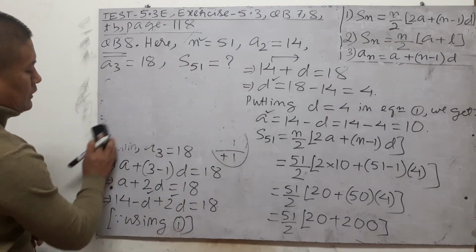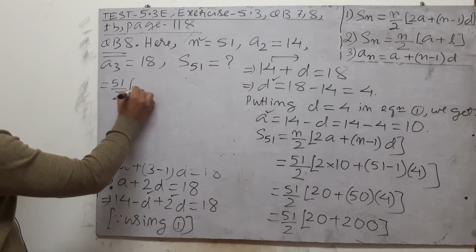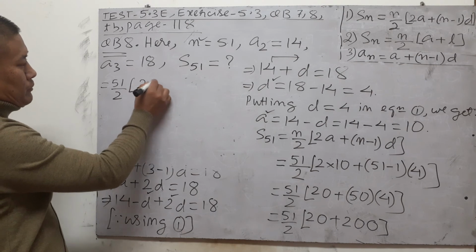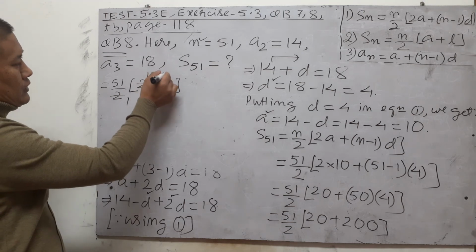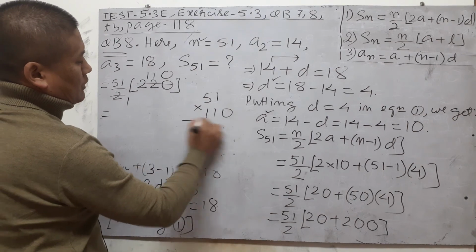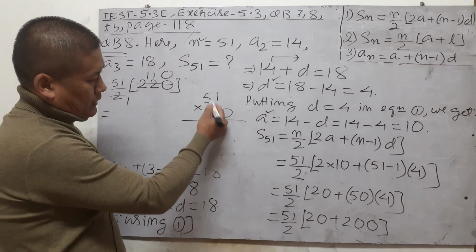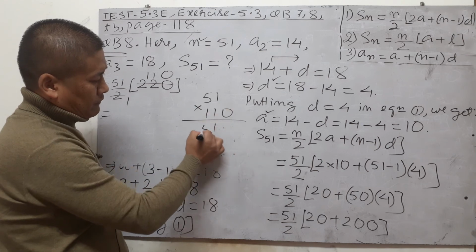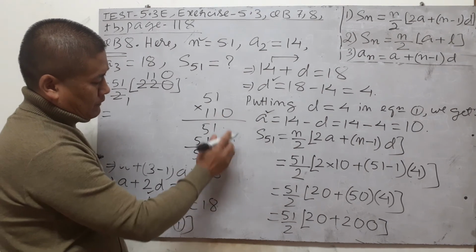If we continue, the next two steps will give us the answer. 51 by 2 into 20 plus 200 is quite simple, 220. So you can cancel: 2 ones are 2, 2 ones are 2, and 0. So our answer will be 51 multiplied by 110. You can push aside the 0 and then multiply the numbers here: 51 times 11 is 561. Finally, you can add the 0 back.